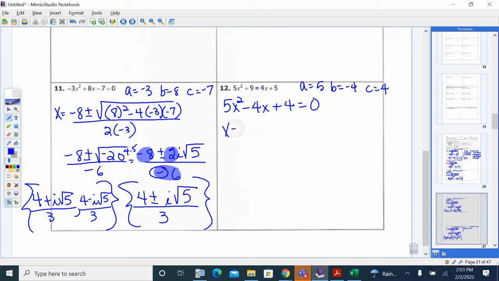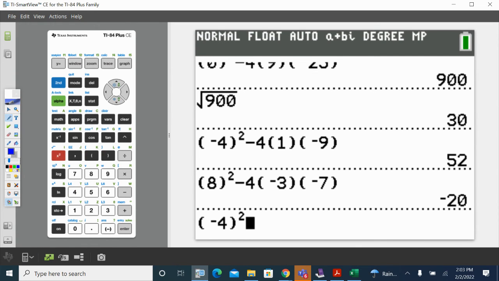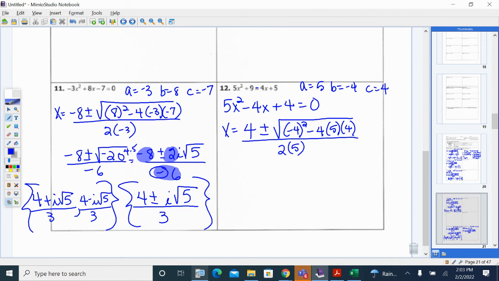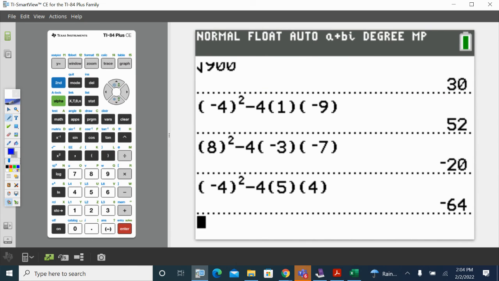So once again, all we're going to do at this point is plug this into our quadratic formula. X equals opposite B plus or minus square root of B squared. Please make sure you use parentheses. Minus 4 times A times C, all divided by 2 times A. And just like every other problem that I've done, I'm going to find my discriminant. So negative 4 squared minus 4 times 5 times 4. And I get a negative 64.